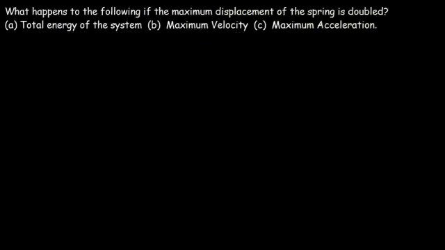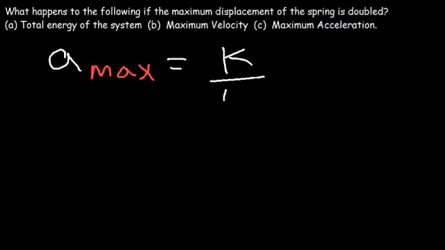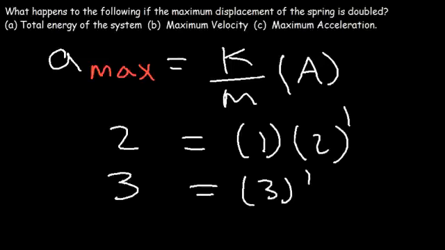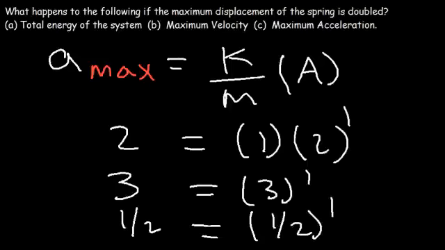Now what about part C, the maximum acceleration? The equation that we wrote for that is this equation. The maximum acceleration is equal to k divided by m times the maximum displacement. So if you double the value of the maximum displacement, the acceleration will increase by a factor of 2. If you triple it, the acceleration will triple. If you reduce it by 1/2, the acceleration will reduce by a factor of 2.